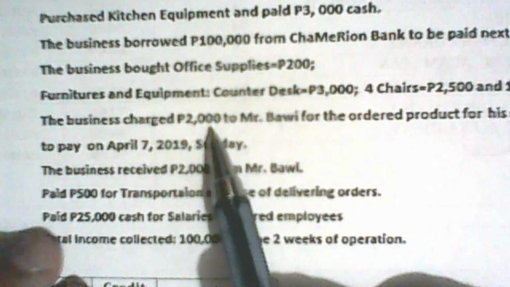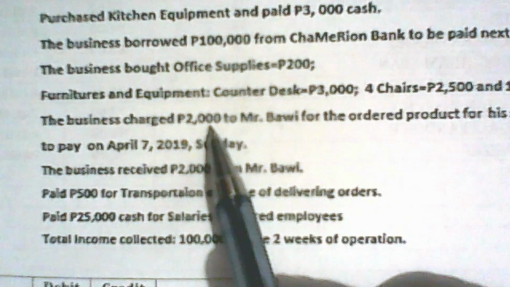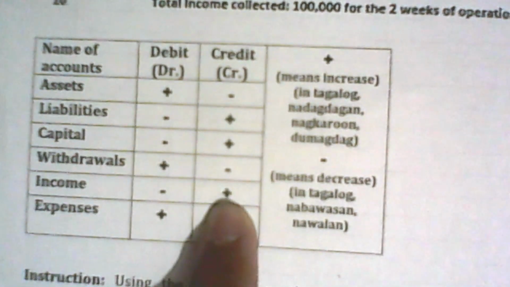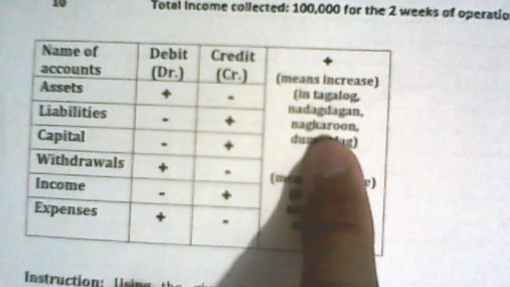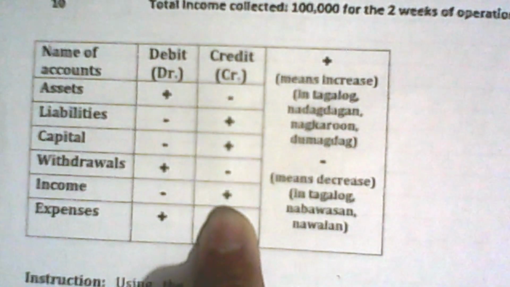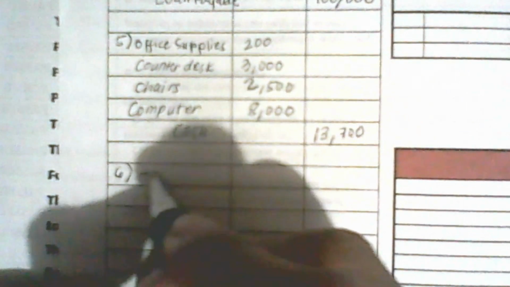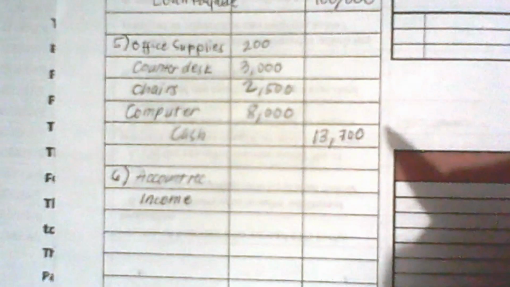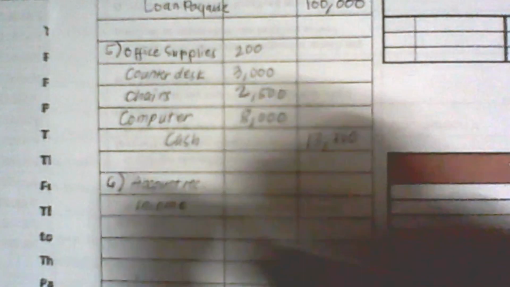So the account to be debited is the account receivable, because the account receivable belongs to the asset, and the account to be credited is the income, because according to the rule, if our income increases, or in Tagalog, kapag tayo nagkaroon ng income, we need to put that at the credit side or at the right side. Account receivable and the income. How much is the account receivable and the income we receive from Mr. Bowie? 2,000.